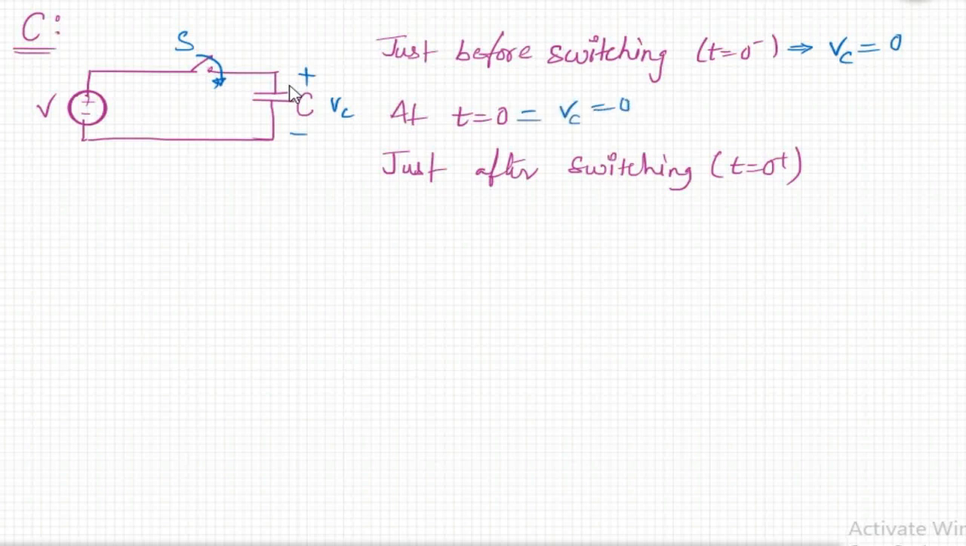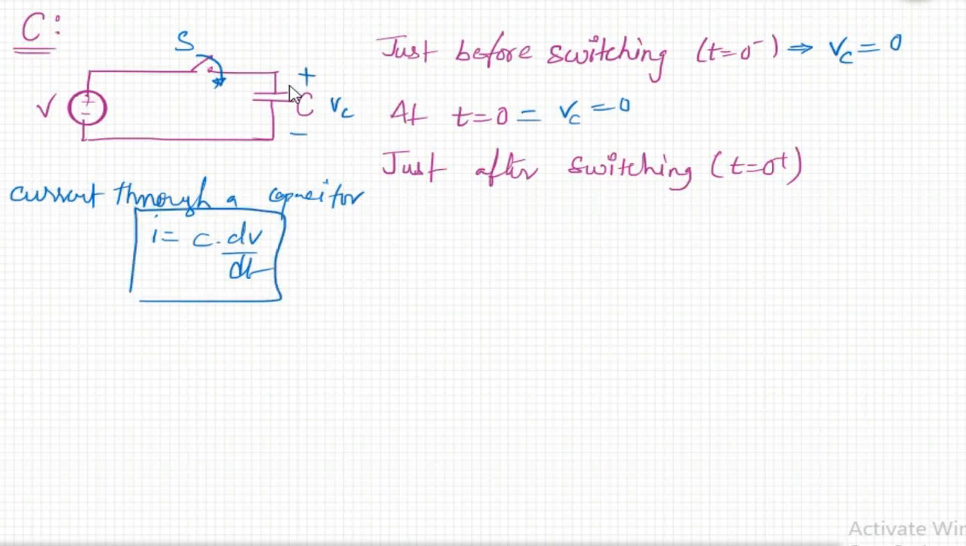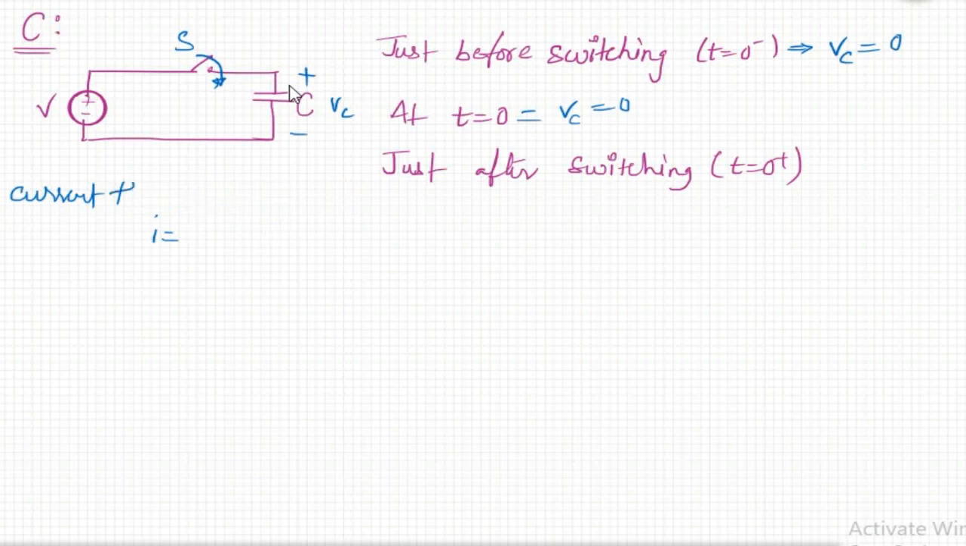Why? Because what is the current through the capacitor? It has already been given in the capacitor concept, so go through it. The current through a capacitor, let us take it as IC, is equal to C into dV by dt. So this is the current through a capacitor. Let me write it clearly. IC is nothing but C into dV by dt.